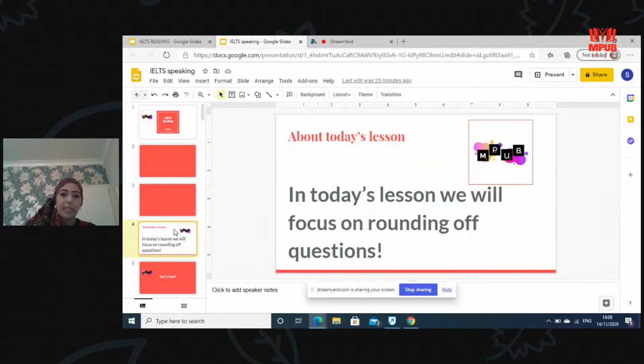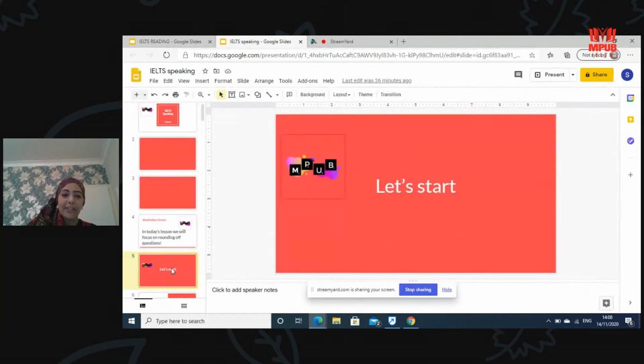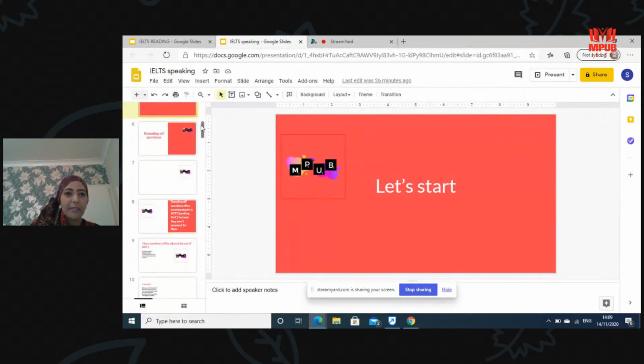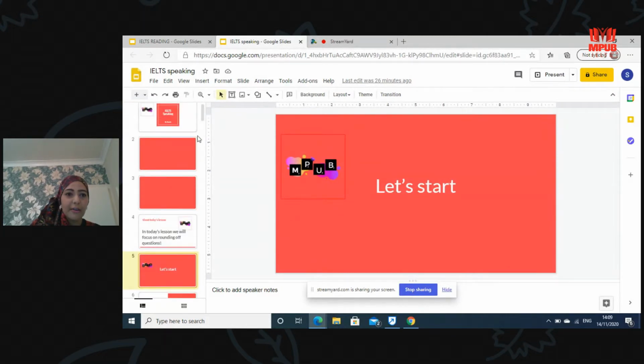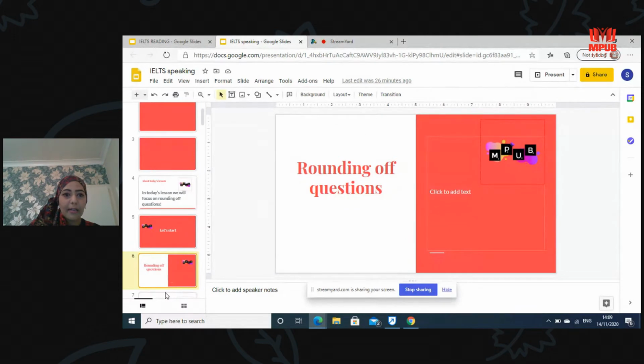A bit about today's lesson. In today's lesson, we will focus on rounding off questions. Let's start. I hope you all know a bit about rounding off questions. If you don't, this lesson will give you an idea.